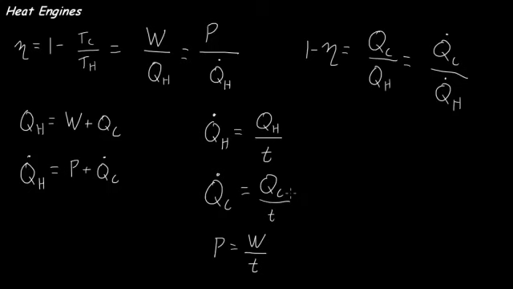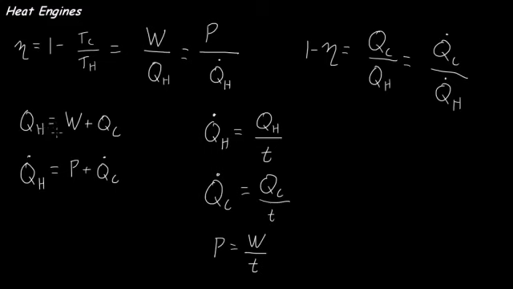On this page, I've summarized for you the equations that we need to know for heat engines. So I've got the efficiency equation, 1 minus Tc over Th, that's our Carnot efficiency equation. It's equal to the work output divided by the energy input, which is QH, also equal to the power output divided by the power input, Q dot H.